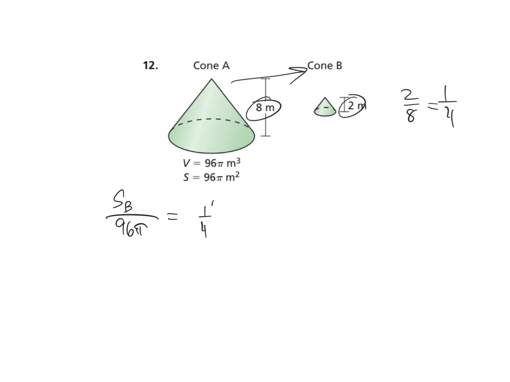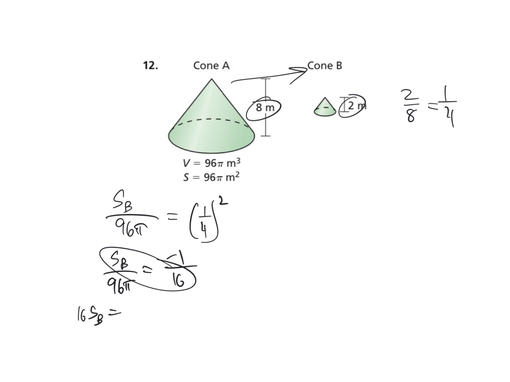So 1 over 4, and it's area, so we're squaring it. Okay, so the surface area of B is to 96 pi as 1 is to 16. So 16 times the surface area of B equals 96 pi. Divide off the 16. Surface area of B is the same as 6 pi. 6 times 16 is 96. All right. So 6 times pi gives you approximately 18.85. So that's your surface area in meters.